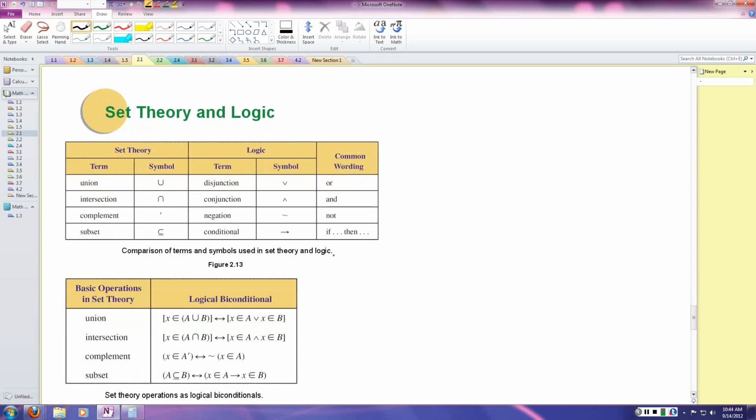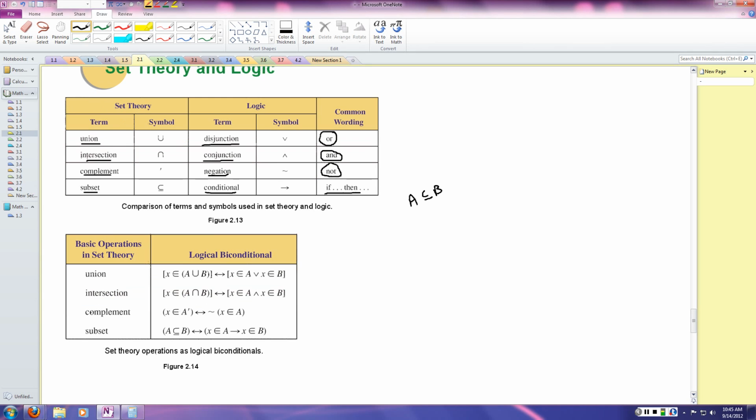Set theory and logic are very similar to each other. If you notice, a union is similar to a disjunction, the common word being or. An intersection is similar to a conjunction, the common word being and. A complement is very similar to a negation. If I say not A, the common word being not. So if I say it's snowing, the complement would be it's not snowing. So you would do the same thing with sets. A subset is going to be very similar to a conditional. So that just means if then. If I write something like A is a subset of B, that means if you're an element of A, you're also an element of B.